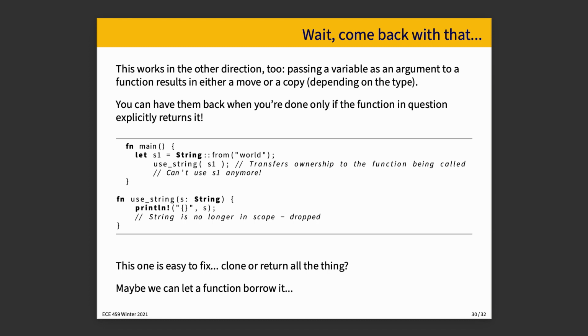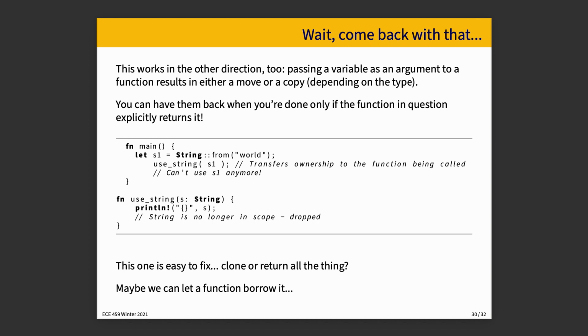So there are 2 things that would work in this situation. One is you could clone S1. You could, when you're calling use string, call it with the argument s1.clone. That would work. That might not be ideal because you're making a copy of it, but okay, we can do it. Or you can have it returned by the function in question, so it returns the value after it's been used by putting a return statement at the end of use string that gives you it back.